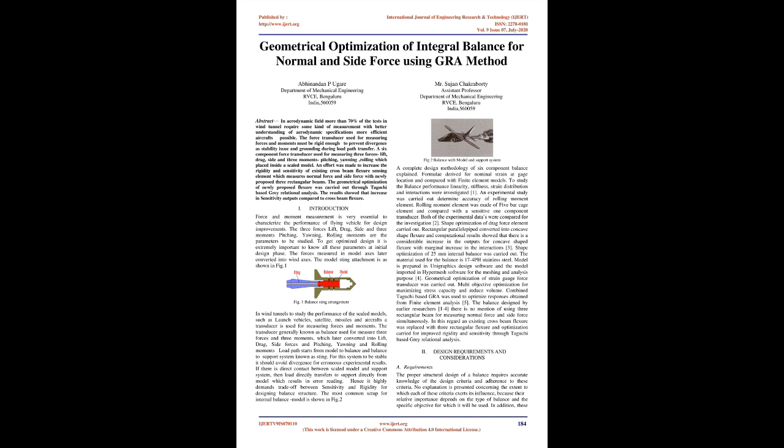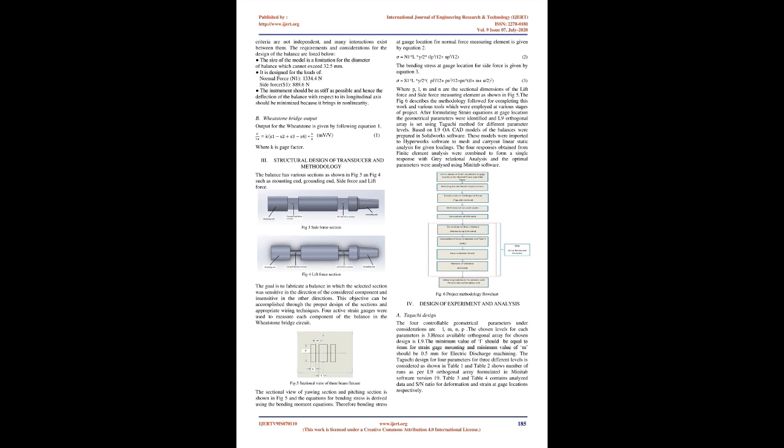2. A complete design methodology of 6-component balance explained. Formulae derived for nominal strain at gauge location and compared with finite element models. To study the balance performance, linearity, stiffness, strain distribution, and interactions were investigated. 1. An experimental study was carried out to determine accuracy of rolling moment element. Rolling moment element was made of 5-bar cage element and compared with a sensitive 1-component transducer. Both of the experimental data were compared for the investigation.